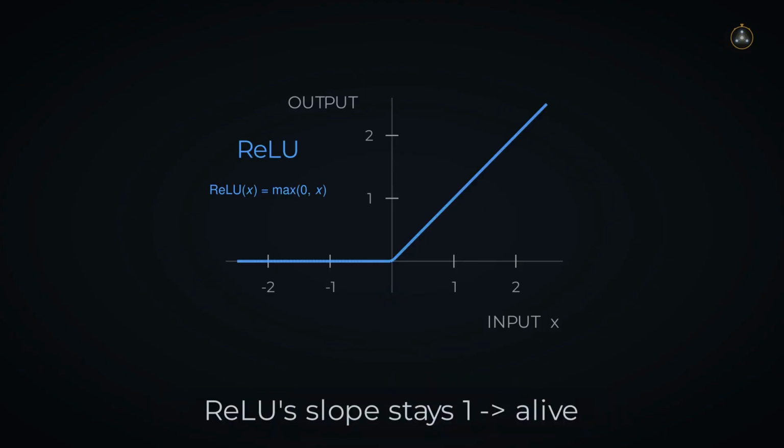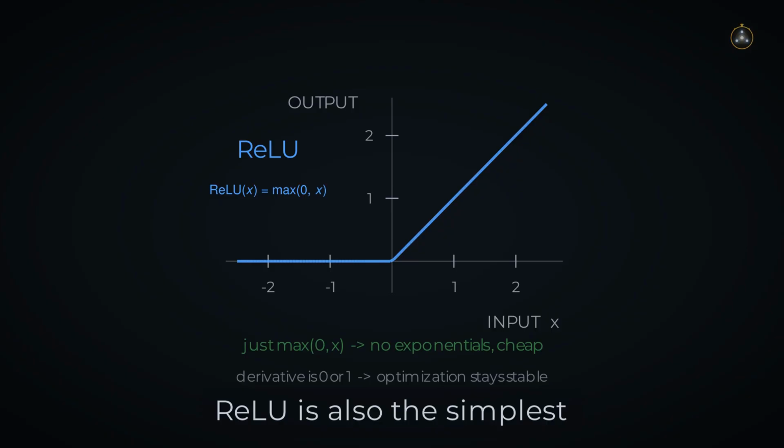ReLU has no such tail. On its active side, the slope is always 1, the whole way up. The learning signal never shrinks. That's the first reason it won. And it's dead simple. Just the larger of 0 and the input. No exponentials to compute. Its derivative is only 0 or 1, on or off, nothing between. Cheap to run, stable to train. That's the rest of the story.